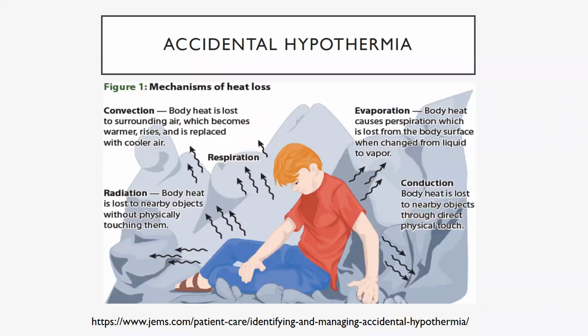Conduction is through direct touch. So say a homeless person in the middle of winter is sleeping on the sidewalk; the body is losing heat through direct contact with that sidewalk. That's conduction. Radiation is where body heat is lost to nearby objects without physically touching them. And respiration is where you're actually breathing out warm air. These are the mechanisms by which the body loses heat. Now, what's the initial response to cold temperatures?